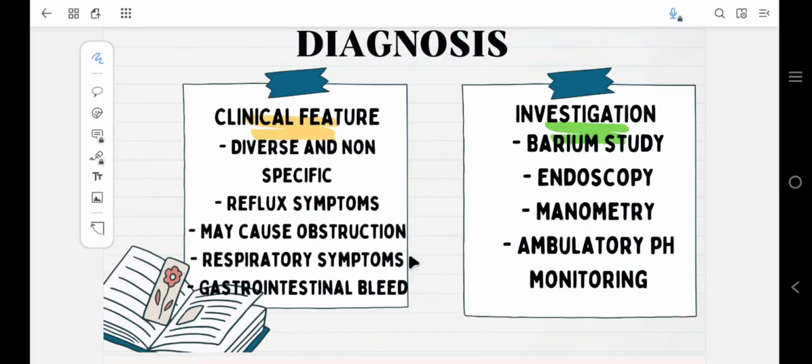Coming to the investigation part, barium study helps to see the gastroesophageal anatomy and helps to diagnose a hiatus hernia. Endoscopy evaluates the gastric and esophageal mucosa for mechanical gastric mucosal erosions, that is Cameron ulcers, that can result in gastrointestinal bleed. Manometry is the most important investigation for hiatus hernia. Another important investigation is ambulatory pH monitoring.